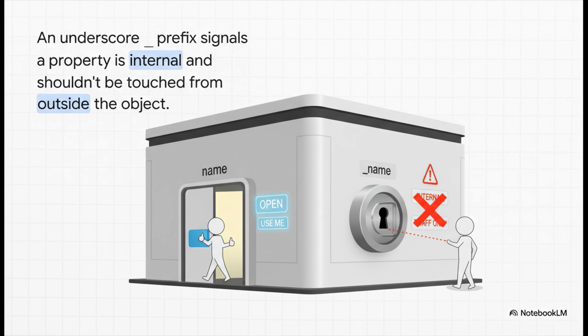Now you might be wondering about that underscore in underscore name. This isn't some magic syntax that JavaScript enforces. It's a really strong, widely understood convention in the developer community. When you see a property that starts with an underscore, it's a signal from one developer to another saying, hey, this is an internal thing. Please don't touch it directly. Use the public getter and setter instead.